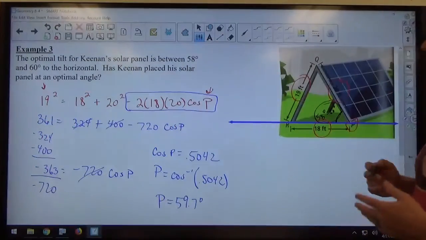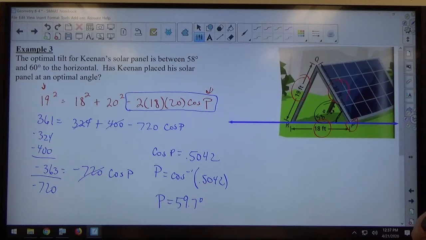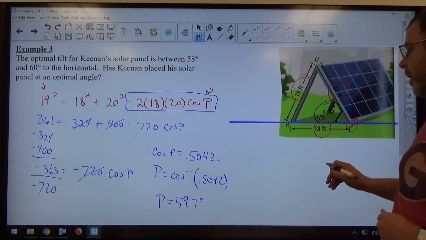Getting back to the problem, it says the optimal angle is between 58 and 60. 59.7 is between 58 and 60. So has Keenan placed his solar panels at an optimal angle? The answer is yes.